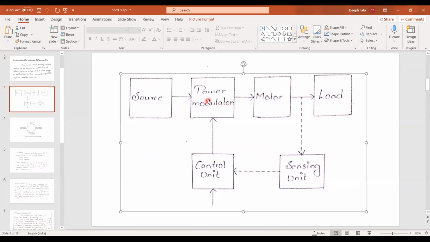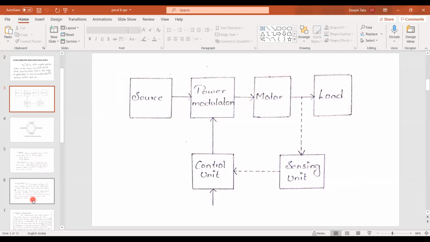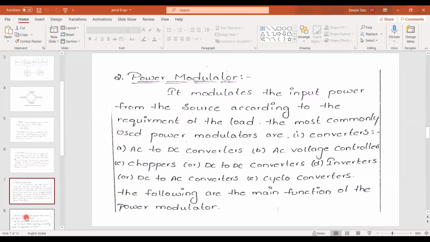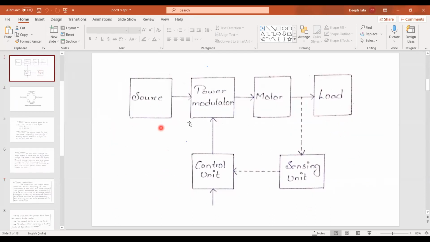And the next one is the power modulator. The basic working principle of a power modulator is that it modulates, that means changes, the power according to our requirement. That means basically you have to know the device which changes the input power. That is converters. Already we know rectifiers, inverters, choppers, cycloconverters and voltage regulators, etc. That means simply in this circuit, power modulator is nothing but, can you call it by another name for the power modulator?